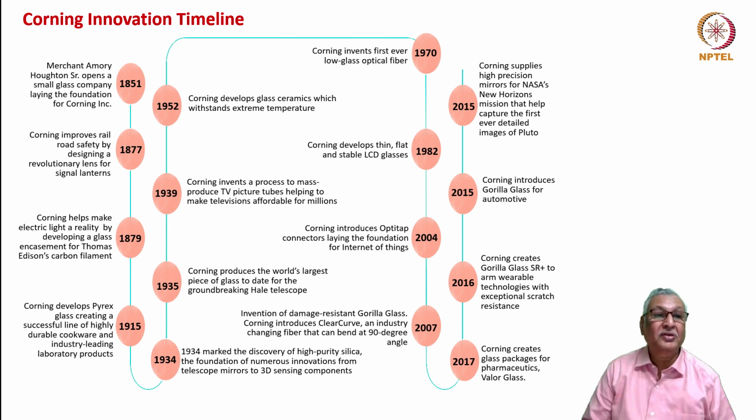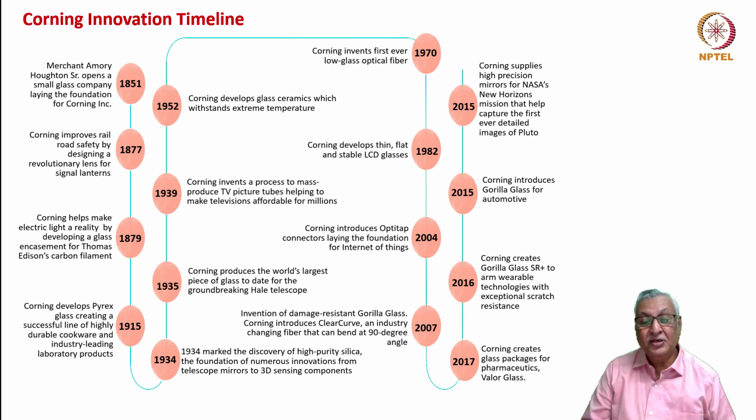In 1851, it started as a small glass company. Then it improved railroad safety by designing a revolutionary lens for signal lanterns, a product which is so simple and so cognizant of railway requirements. Then it made electric light a reality by developing a glass encasement for Thomas Edison's carbon filament. It developed Pyrex glass, creating a successful line of highly durable cookware and industry-leading laboratory products.